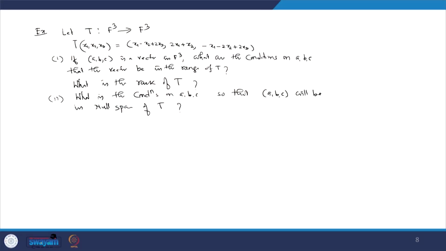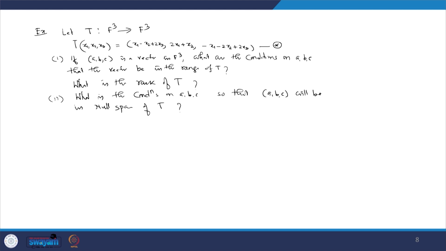Now, let me take an example and see. Here I have taken a function T from F3 to F3 defined by, for any 3-tuple x1, x2, x3, mapping to x1 minus x2 plus 2x3, comma, 2x1 plus x2, comma, minus x1 minus 2x2 plus 2x3. So, this is the definition suppose, and then I raise two questions.